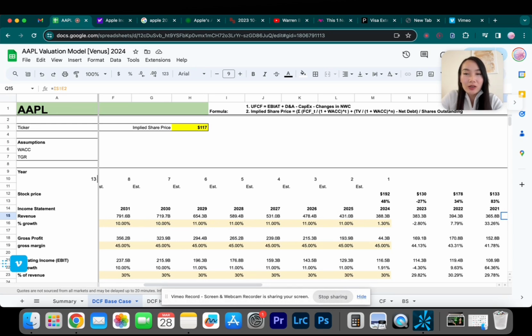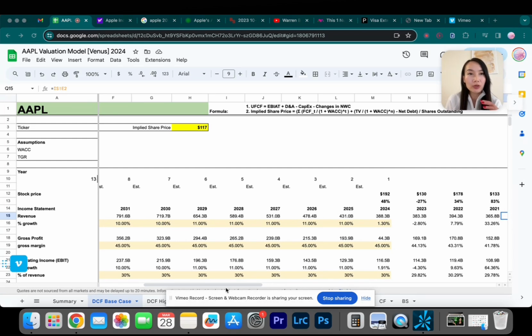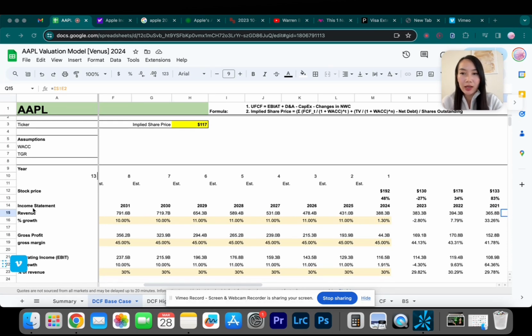So let's take a look at Apple's DCF valuation model first. I will not do a full walkthrough in terms of the calculation. If you want to know that, feel free to click on this video for NVDA where I did the full walkthrough. And here I will just talk you through my model input and what that impacts the implied share price. So first thing first, let's take a look at the revenue.